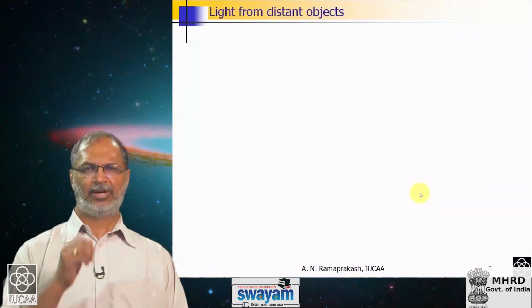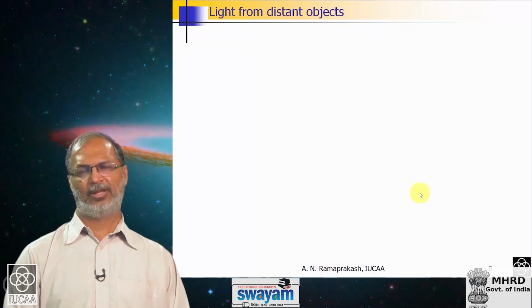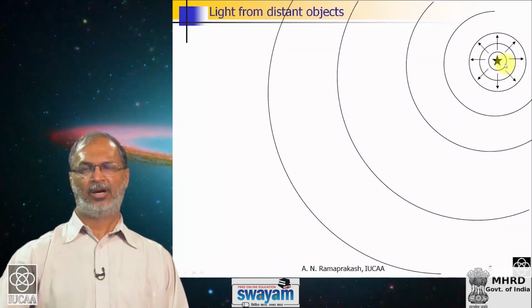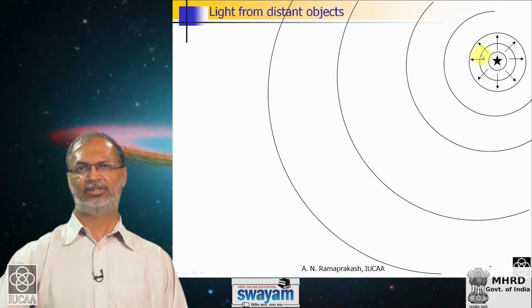The first question I would like to ask is, if I point my telescope at a distant object like a star, how does the telescope make the star appear brighter? The star is just a point source in the sky, just a point. Now, I put a telescope and look toward the star, how does the light from the star appear brighter?